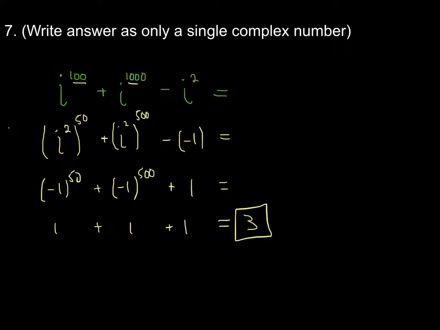So then making the substitution for i squared as -1, you have (-1) to the 50th, and if you multiply a negative number by itself an even number of times, you'll get a positive value. So this is going to be +1. And same is true here, so it'll be another +1. And so you have 1 + 1 + 1, which is 3.